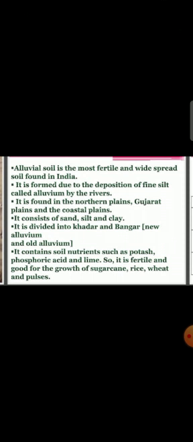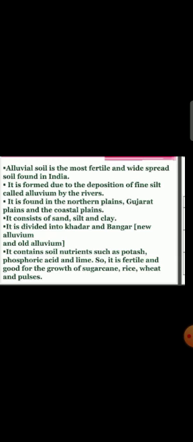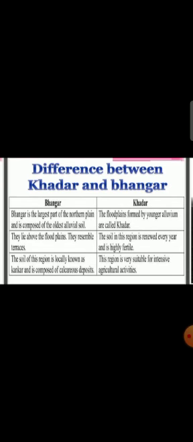Bhangar means old alluvial soil, whereas khadar means new. It contains soil nutrients such as potash, phosphoric acid and lime. So it is very fertile and good for the growth of sugarcane, rice, wheat and pulses. Now see the difference between khadar and bhangar.